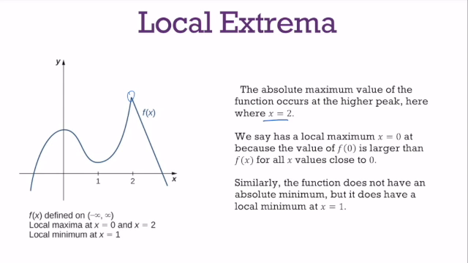So if I took a tiny interval from here to here, like here's my a and here's my b, then this, where it's the highest, would be my local maximum. Similarly, the function doesn't have an absolute minimum, but you can see that at x equals 1, if I took a little interval on x, this is where its value is the lowest. So there's its local minimum.